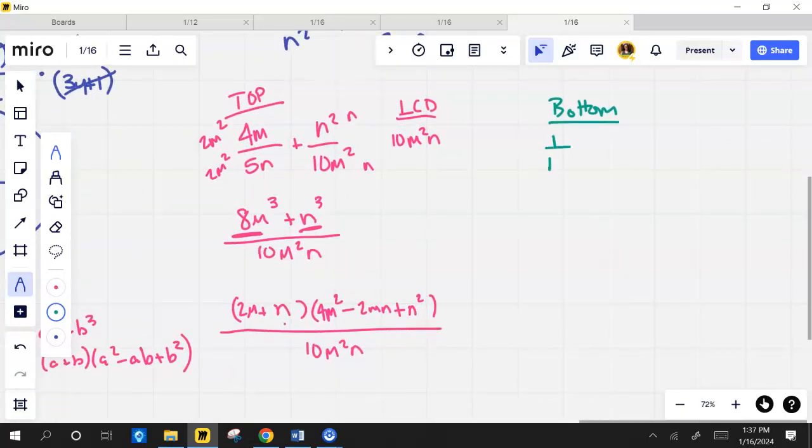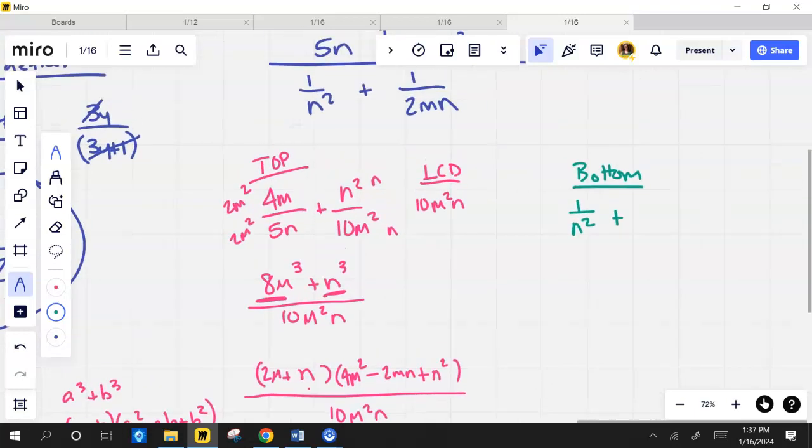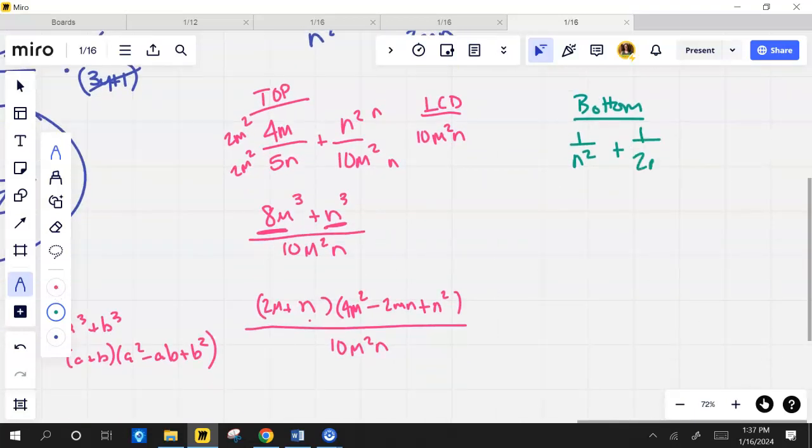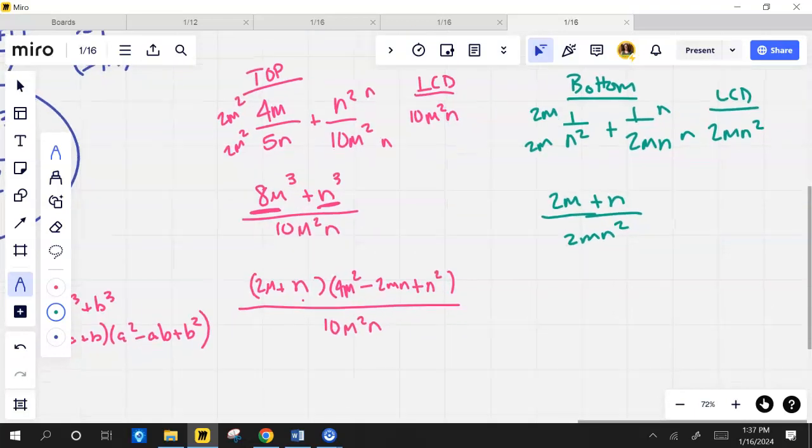Bottom. 1 over n squared plus 1 over 2mn. The LCD, not GCF, is 2mn squared. What does the first one need? What's the second one need? An n. I end up with 2m plus n over 2mn squared. Nothing can be factored or simplified there. Okay? I'm 100% sure. No. Because the n doesn't, yeah.